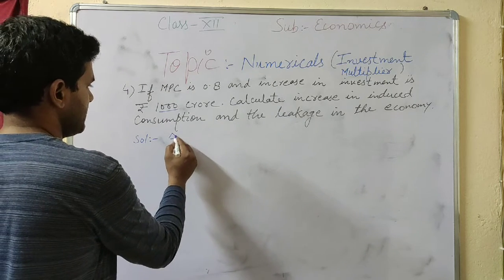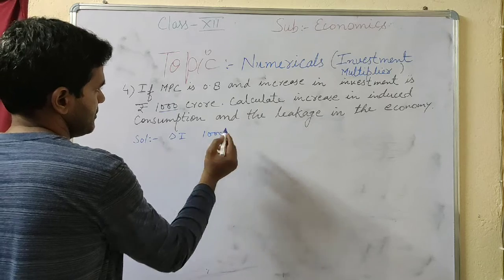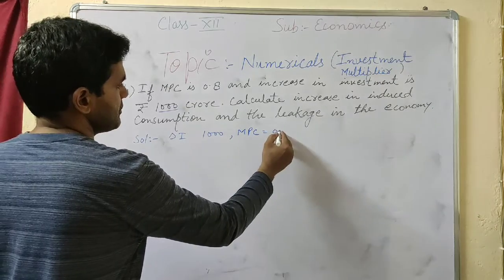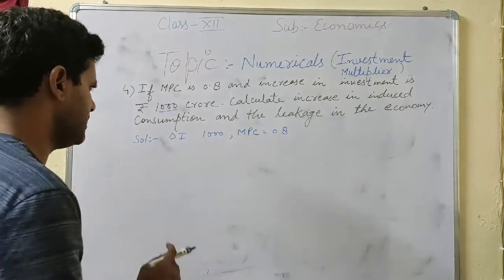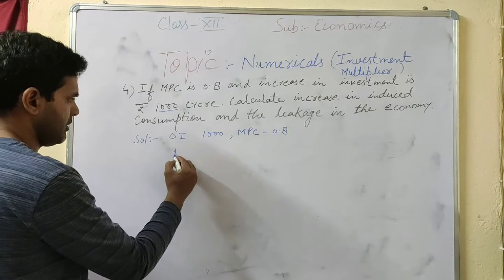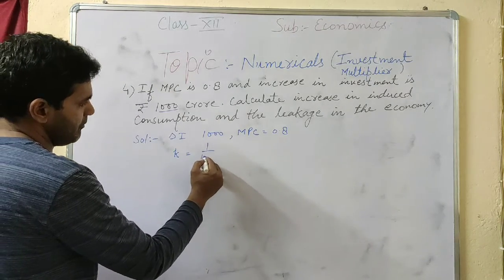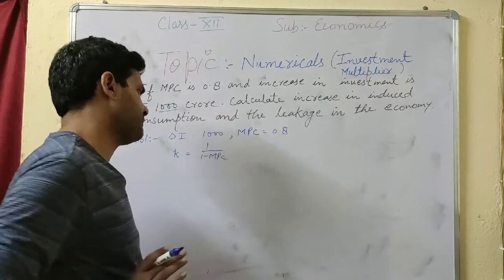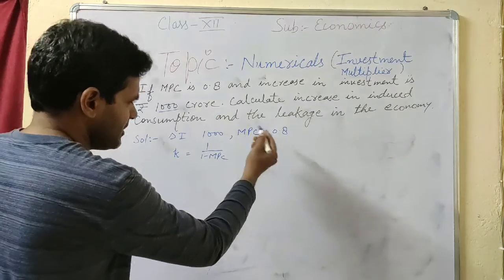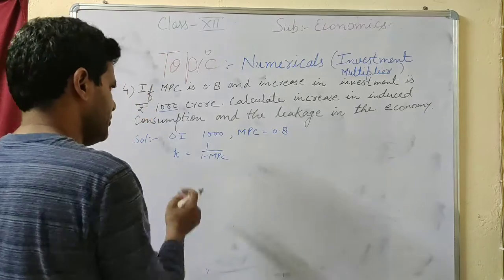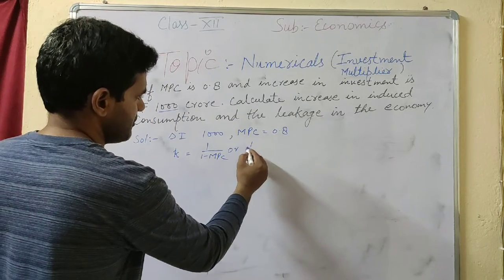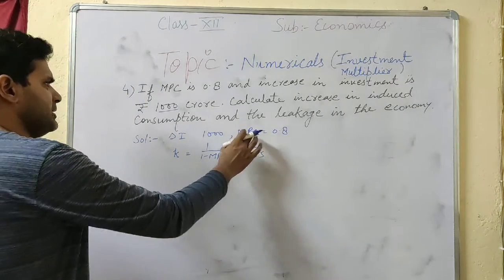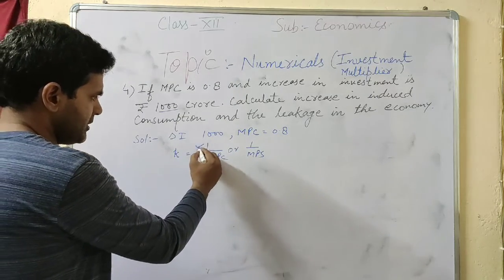What has been given? Delta I, which is 1000, and MPC, which is 0.8. With the help of this we can easily calculate the value of multiplier, which is K. So K is equal to 1 upon 1 minus MPC. Here I am using this formula because MPC is given. We can also convert this MPC into MPS, 1 minus 0.8, 0.2, and then use the other formula, which is 1 upon MPS. So it is up to us, whatever we are going to use. MPC is directly given, so that is why I am using this formula.